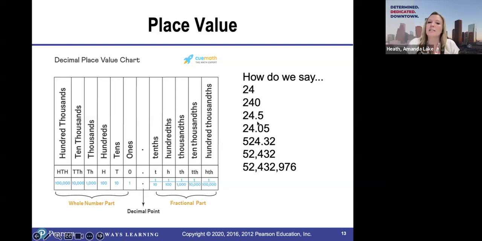So I want you to practice using the decimal point as where we say "and." Then for the decimal, we need to say it in terms of our tenths, hundredths, thousandths instead of 0.5, for example. So if we go to the next one, 24 and then 0.05 tells me I have 0 tenths and 5 hundredths.